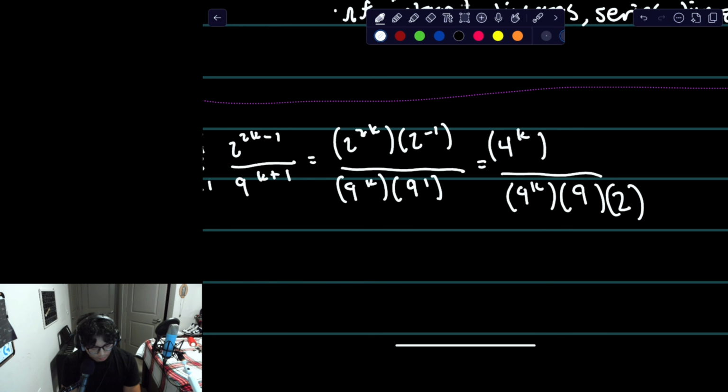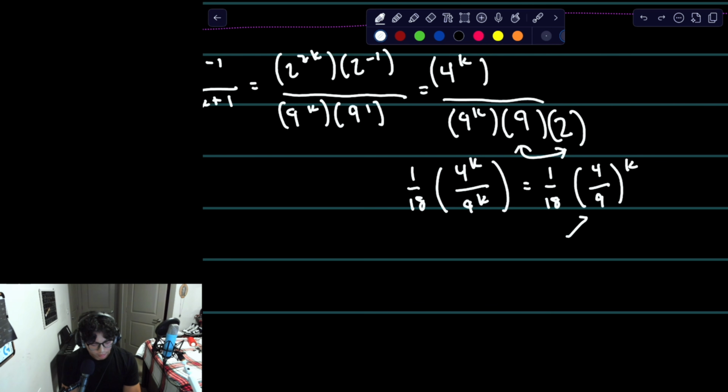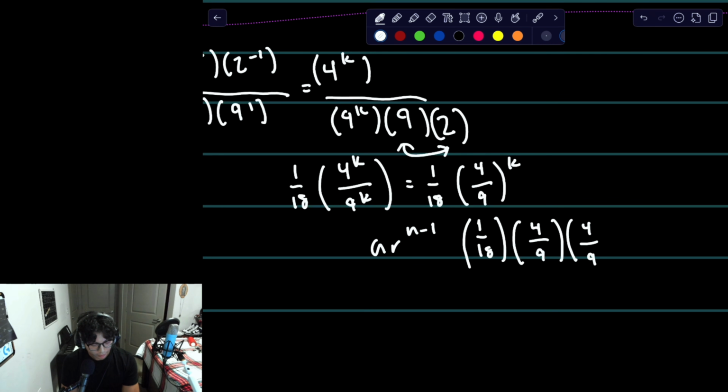And all in all, this gets you 1/18 when you multiply these two, times 4^k over 9^k, which then leads you to 1/18 times (4/9)^k. Now this doesn't quite follow the form of ar^(n-1), so all you have to do is write 1/18 times 4/9 times the same exact 4/9, but this time it's going to be raised to the k minus 1.